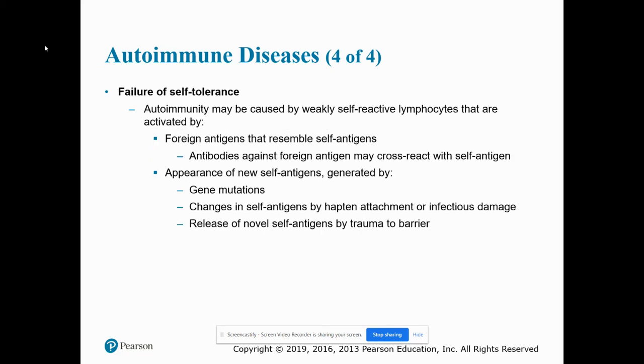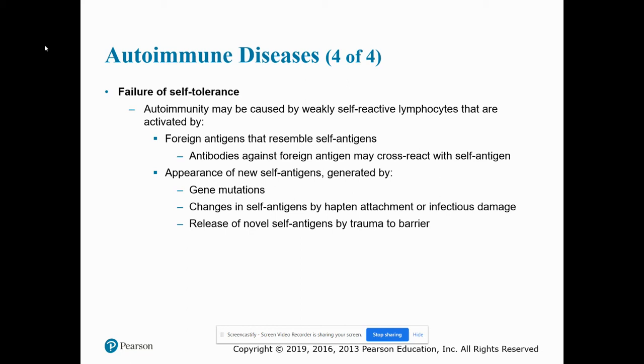So autoimmunity can be caused by a couple of different things, but your book says that it's caused by weakly reactive lymphocytes that are activated by foreign antigens that resemble self-antigens. The issue arises because antibodies that are produced against a foreign antigen may cross-react with the self-antigen because it closely resembles the self-antigen.